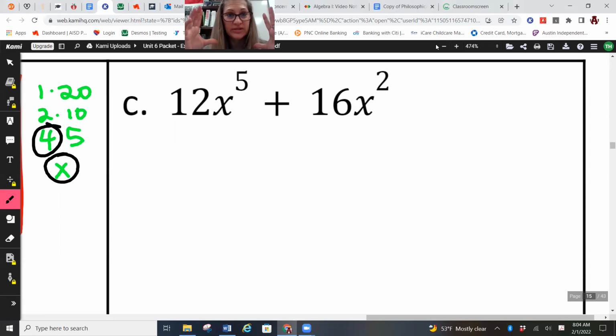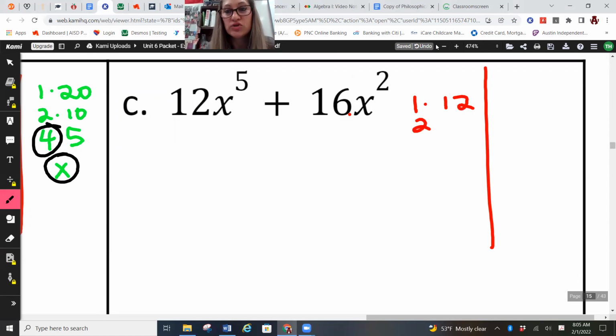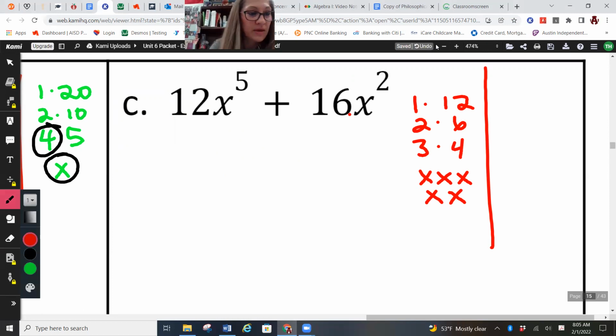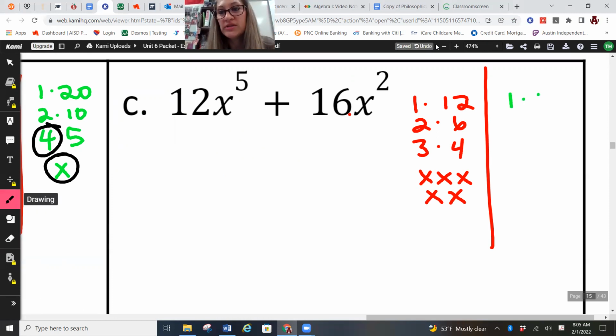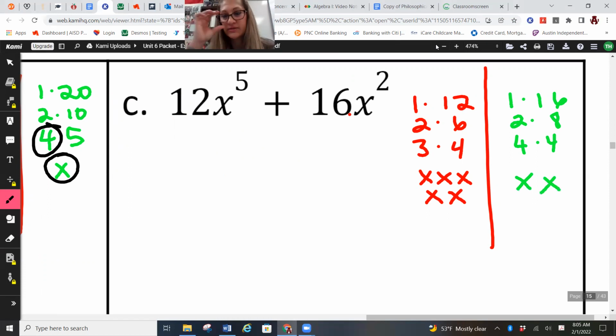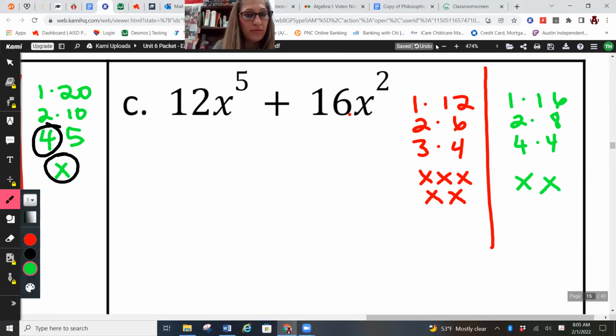Factoring means I need a parenthesis in my answer. What did it look like before it got to this answer? So let's go ahead and do our 12x to the 5th. So 1 times 12, 2 times 6, 3 times 4, and then 1, 2, 3, 4, 5, because there's x to the 5th. And then our other term is 1 times 16, 2 times 8. There is not a 3. 4 times 4, x times x. Okay. Now, divide or find the GCF.